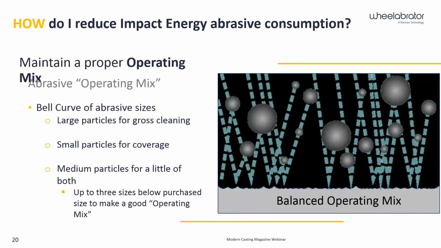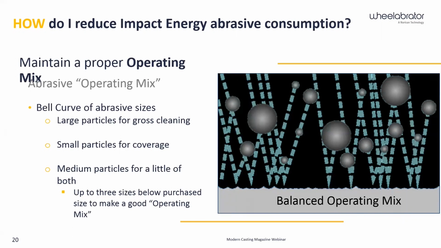Okay, if you've been around this industry for a while, you've probably heard the term, and this is what you're trying to gain: a good operating mix. What is the operating mix? It's a bell curve of different abrasive sizes. You want large particles that are going to do the gross cleaning. You have small particles that are getting in there and doing the coverage, once the base layer is broken up, getting into the nooks and crannies, the valleys. The medium particles do a little bit of both.